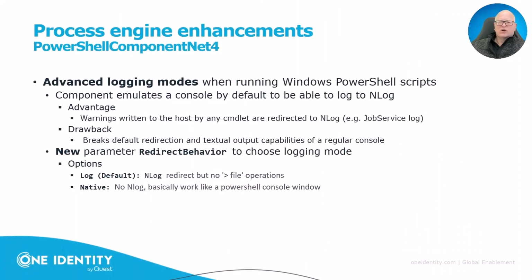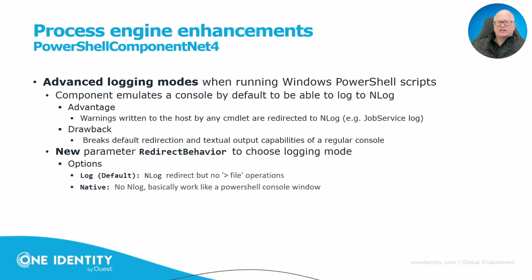Something new on the PowerShell component .NET 4: there was an advanced logging mode implemented when you run the PowerShell scripts. Together with that, there is now a way how logging happens from an output perspective. The idea behind that is the following. In the past, if PowerShell was writing log messages to nlog, then file operations were automatically not possible any longer. Now it is configurable. You can configure what happens.